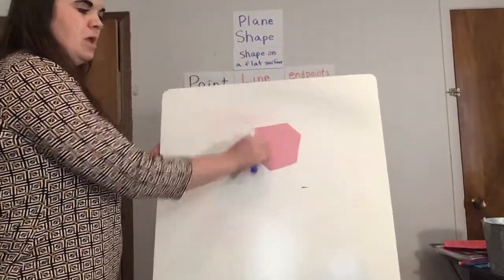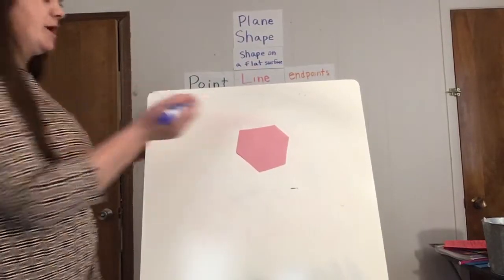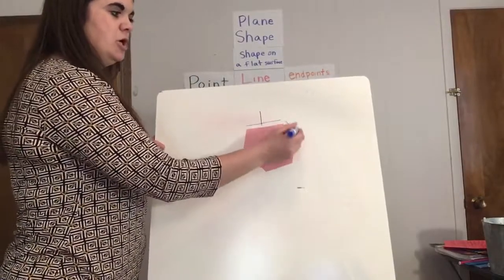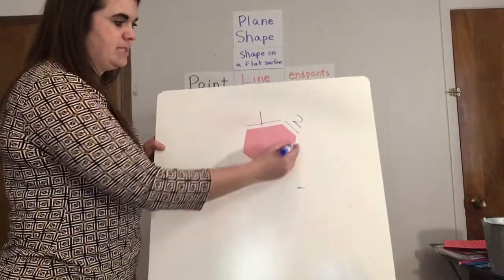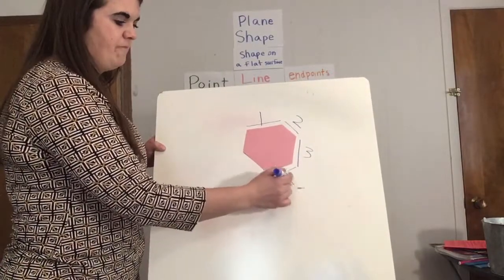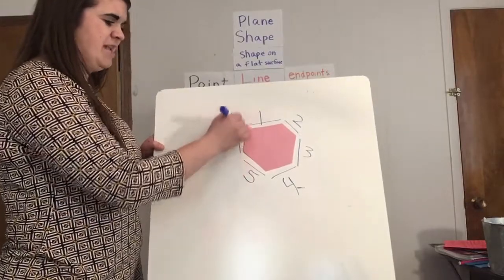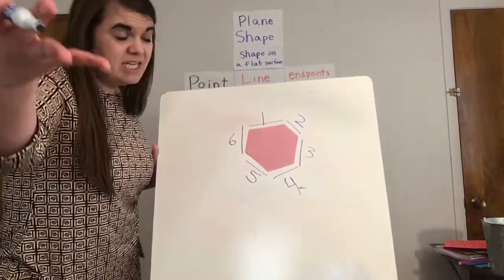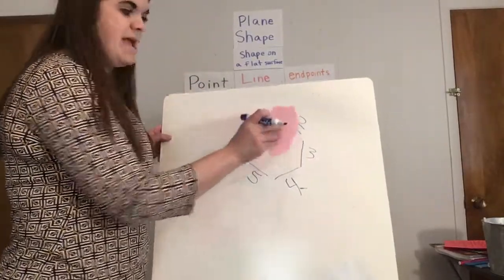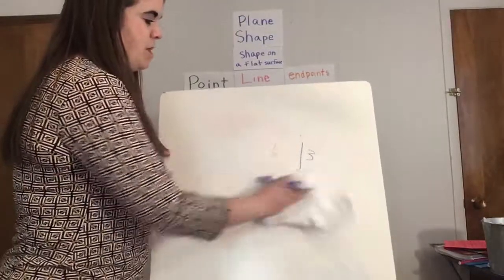Okay? So let's count. I'm going to write it out as we go. So we have 1 line segment from here to here. 2 line segments. 3 line segments. 4 line segments. 5 line segments. And 6 line segments. Okay? So I would write 6 line segments on this for my homework page.